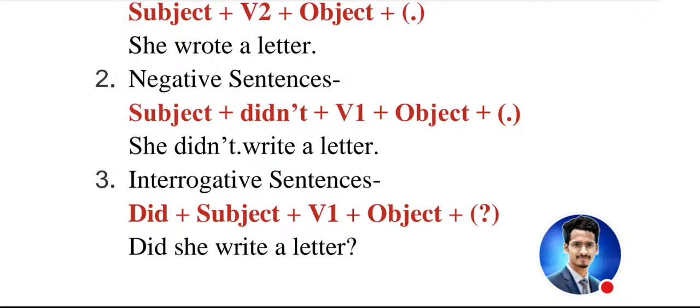So let's go to another sentence, which is interrogative sentence. Did plus subject, then V1 and object. We all know that if we want to make any sentence interrogative, we have to use the auxiliary verb first, then the subject, then the verb. That is the simple rule you can see in number 3. You have to follow these rules to make any questions. So did she write a letter, did you go there, did you come here?